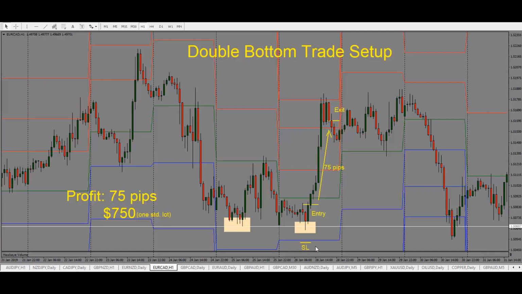Now we can take the trade long after the close of this candle. Our stop goes on the other side here of the pin, and we stay with the trade as price is moving higher. Then we see that price comes into our resistance level here, and twice it rejects that level. So this is a good place for us to exit the trade after the close of this red candle here. From entry to exit, we get 75 pips in our trade. So our profit is 75 pips, or $750 if trading one standard lot.